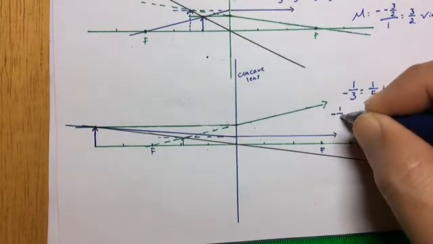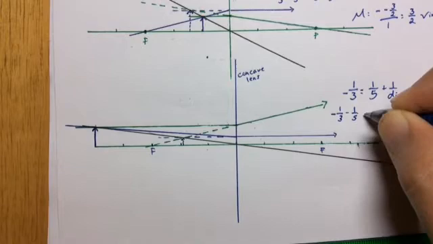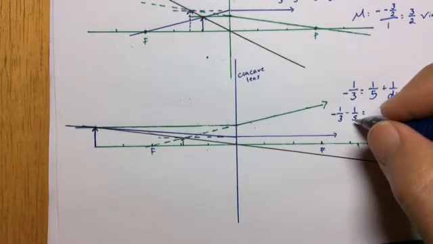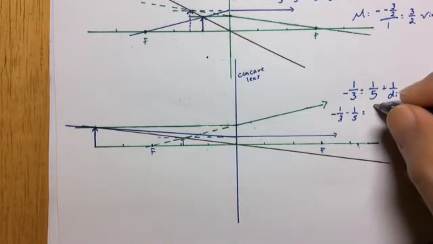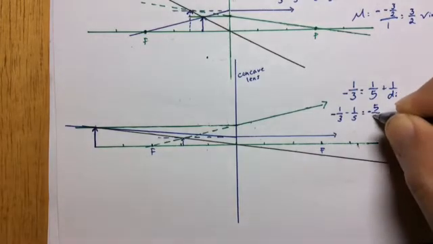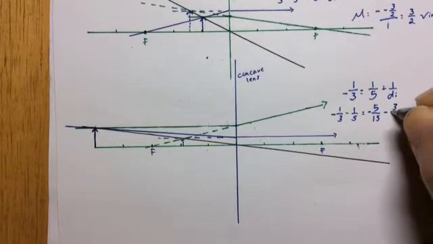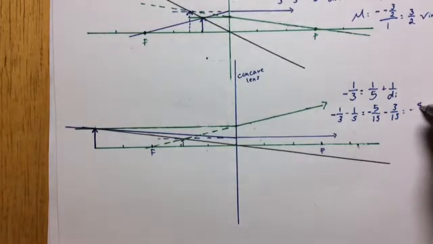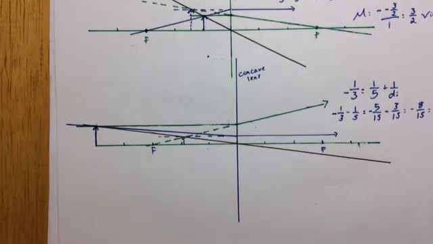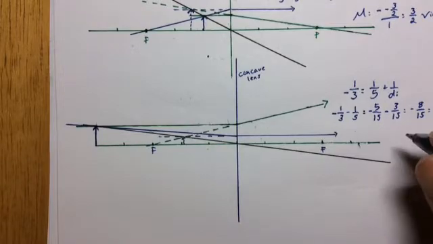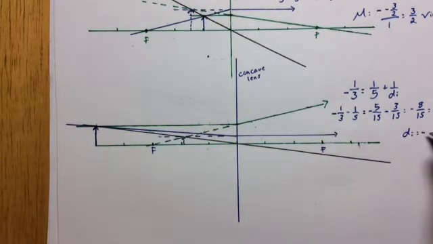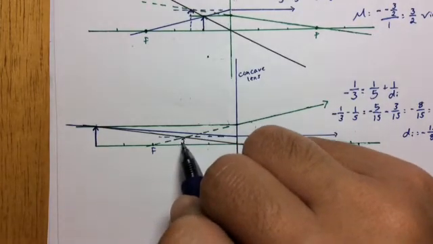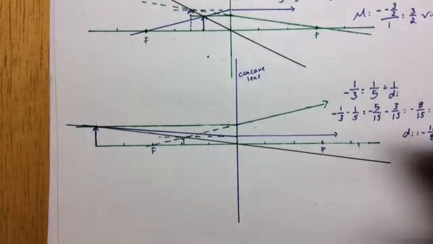I've got negative 1/3 minus 1/5. And let's make these commons. What's common here? 15. So we've got multiply by 5, negative 5 over 15 minus 3 over 15. What's negative 5 minus 3? It's going to be negative 8 over 15, and that's equal to 1 over di. So di will be the flip of that, negative 15 over 8. So what is that, a little less than 2? Hey, look, it's a little less than 2, isn't it? 1, 2. So that checks out.